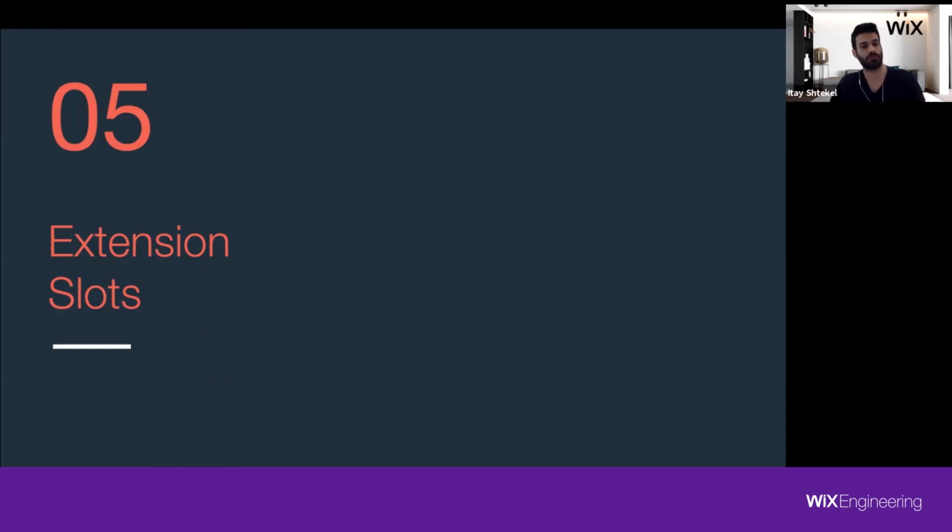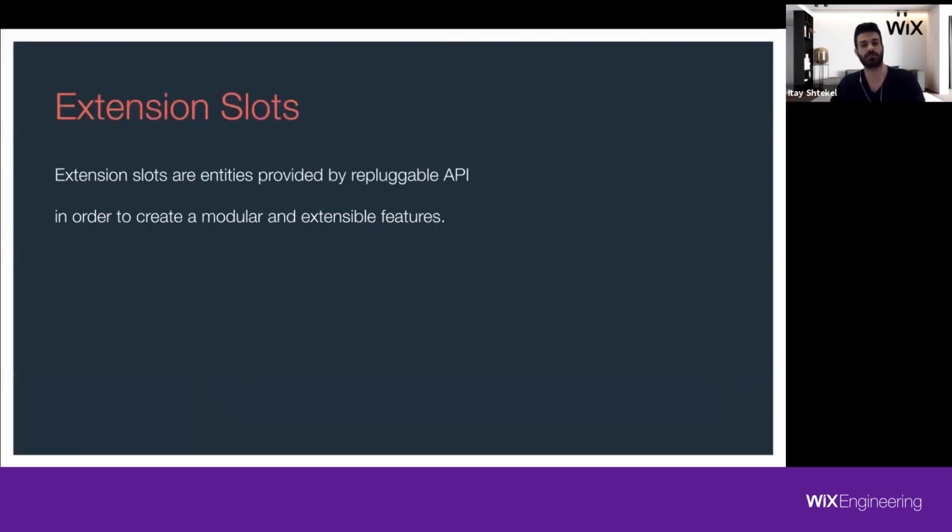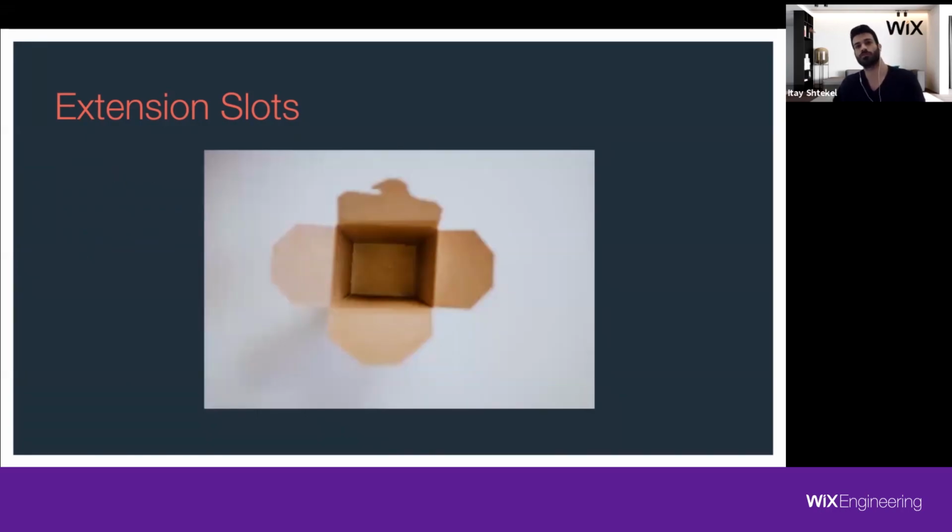Another part in Repluggable is the extension slot. Extension slots are a service that we get from Repluggable in order to build modular features. It gives you the tools to accept contributions from other modules, from other parts of the application, and add them into your module. And it will handle these contributions for you. So essentially, it's an empty box that you can put whatever you want inside. It can be components, it could be functions, it could be objects, anything.